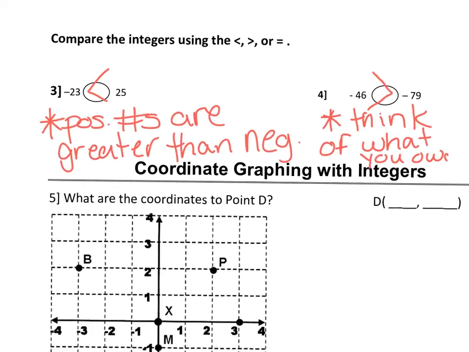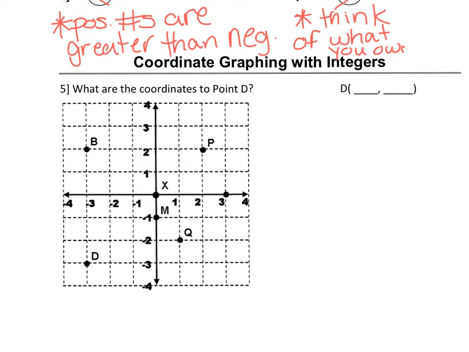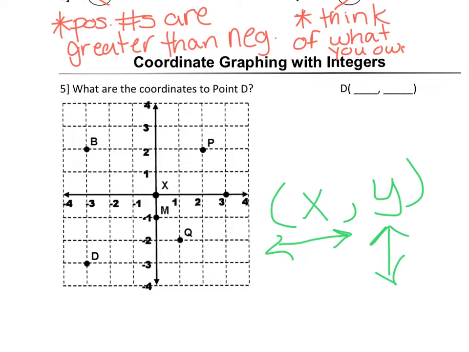All right, on your quiz also, we're going to be talking about some coordinate graphing. And here it's going to ask us, what are the coordinates of point D? So remember, we're going to always look at our X number line first. Remember, we're going to have our X, which is our side-to-side number line. And then we're going to have our Y, which is going to be our up and down number line, okay? So I'm going to highlight the number lines here. I'm going to highlight X green and Y yellow, okay?